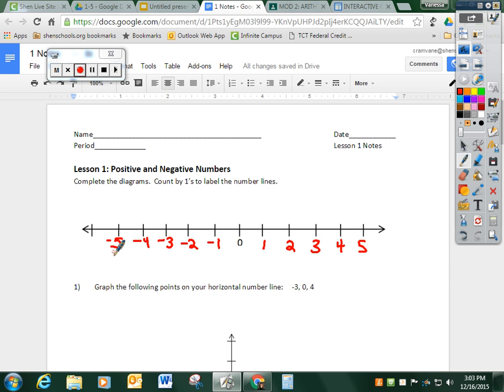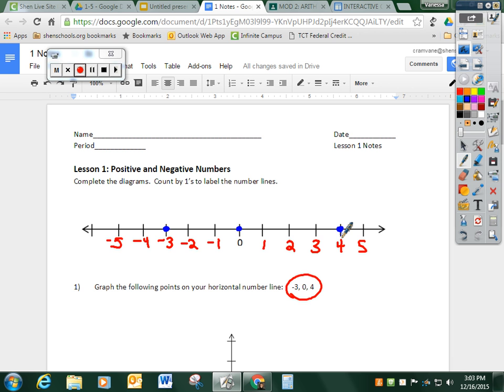So number 1 asks us to graph the following points on your horizontal number line: -3, 0, and 4. You can pause the video and try this on your own with your partner. Hit play when you think you're complete. -3 is right there on my number line. 0 is right here. And 4 is here.